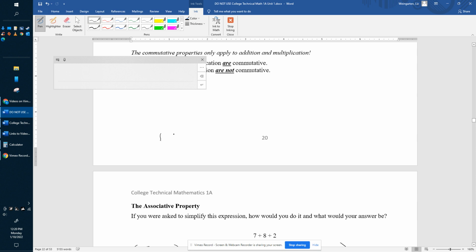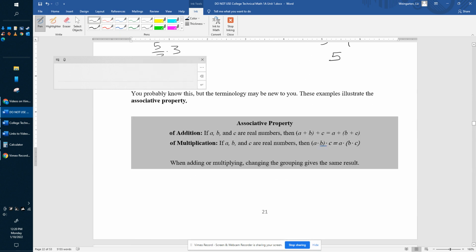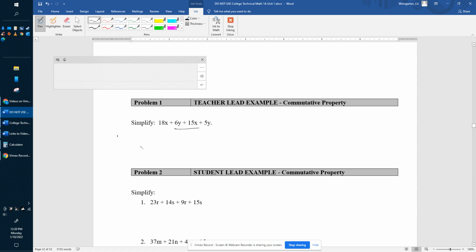So I'm going to take 18x plus 15x plus 6y plus 5y. And now we can easily add these together from left to right. So 18 plus 15 is going to be 33. 6 plus 5 is going to be 11. So I'm going to have you try using the commutative property yourselves and see how you do.